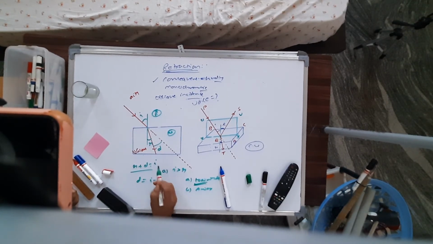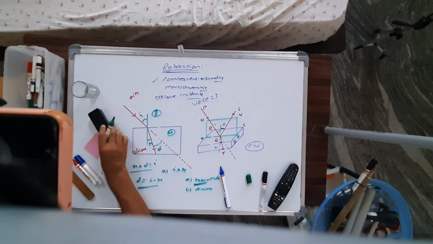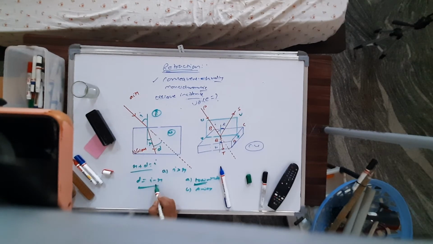And look here. The deviation produced is given by bigger angle minus smaller angle. It is I minus R. Easy, correct. I minus R. Now there is another one. The deviation is given by I minus R.